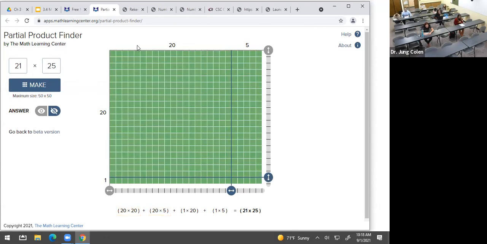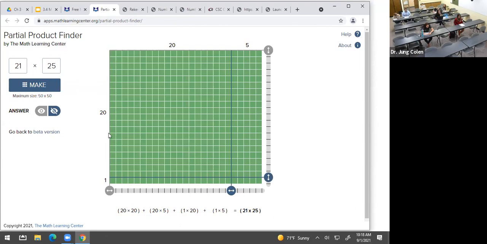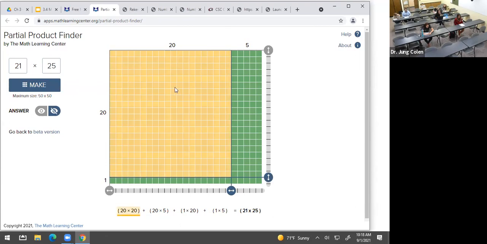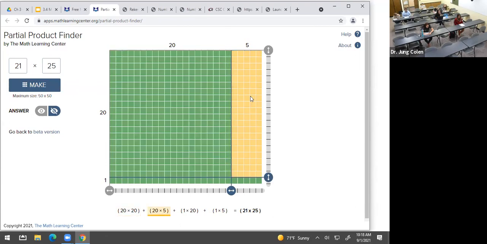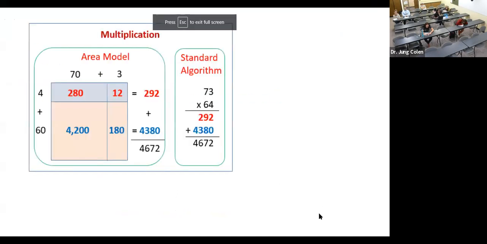When you are doing algebra, it's the same thing. If you change this to x plus 5 times x plus 1, you can just show that this partial product is going to be x squared. This is going to be 5 times x. It's going to be x times 1. This is 1 times 5. So the sum of them is the binomial product. We're going to talk about that later too. So yeah, the area model is a very good model.